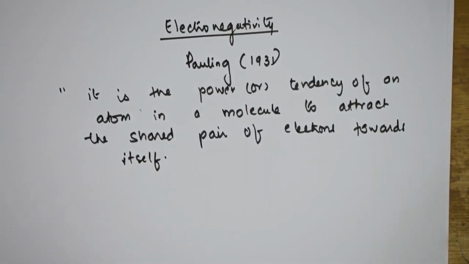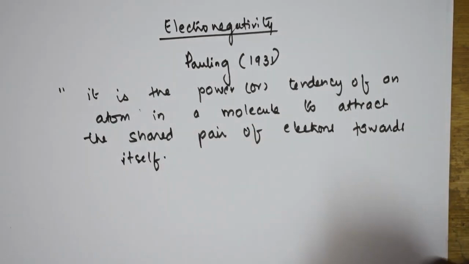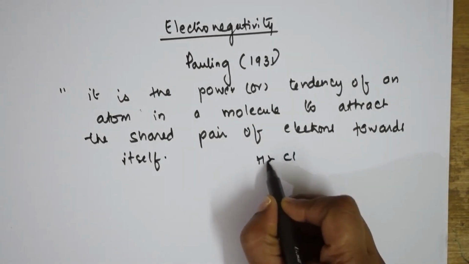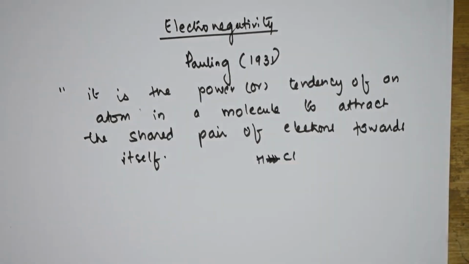Now, after writing the definition, as I said, I'll be teaching you about Mulliken's method, Pauling's method, and Allred Rochow's method. Now, before going to the concept, let me teach you what are the factors which affect electronegativity. Now, we said it is a tendency to drag the electron. Suppose I have HCl, now this is more electronegative, it tries to drag. So, the tendency to attract the shared pair of electrons towards itself is electronegativity.